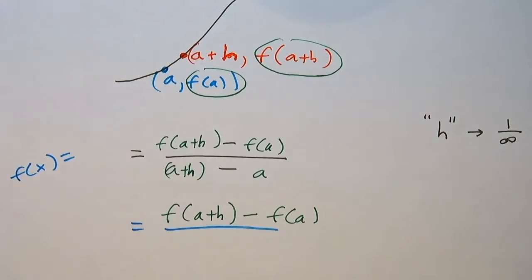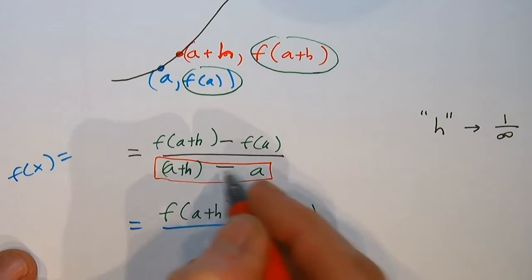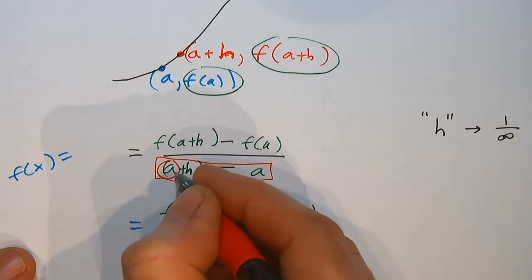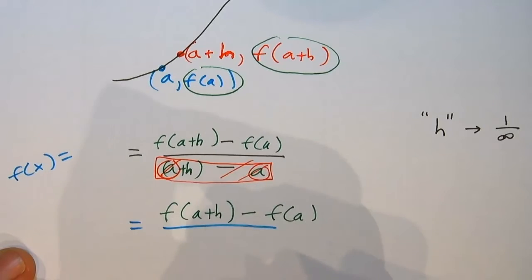But look at the one on the bottom. Look what's down here. A plus h minus A. Wait, if you have A, add a little bit, but subtract A, won't these disappear? So all you get is h.